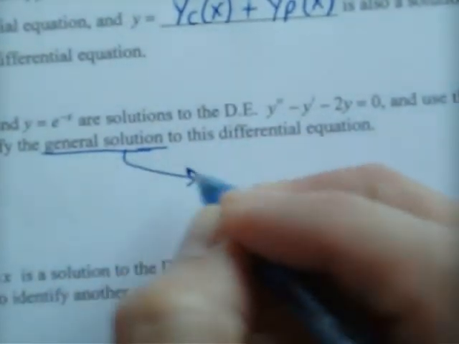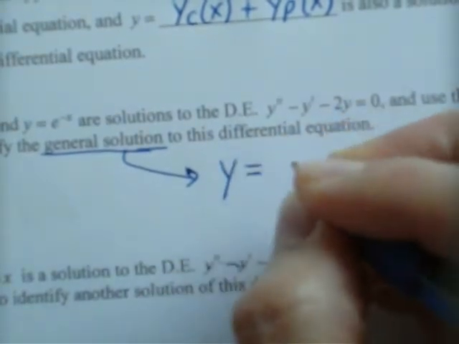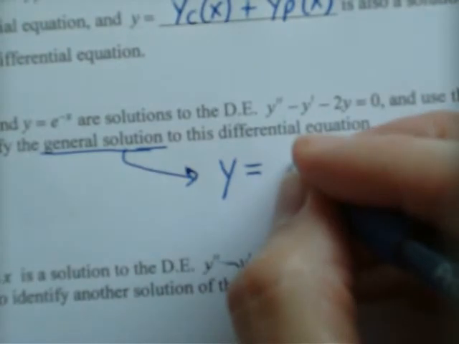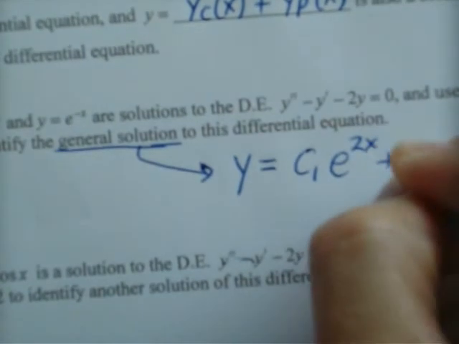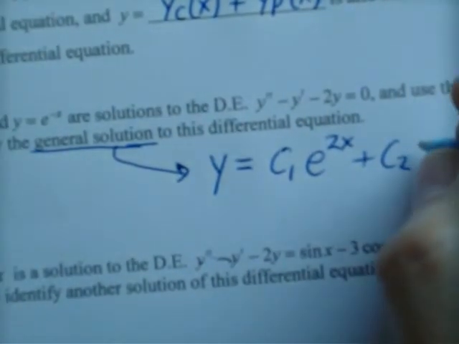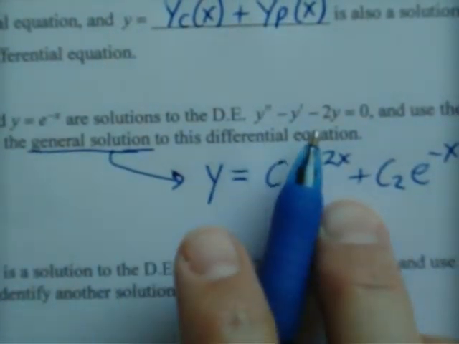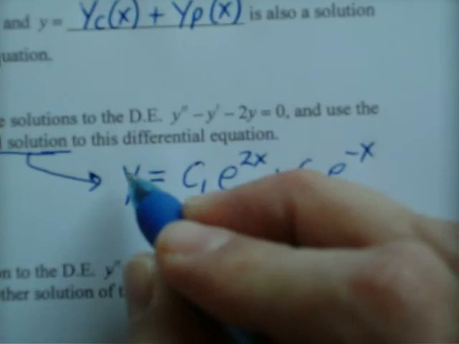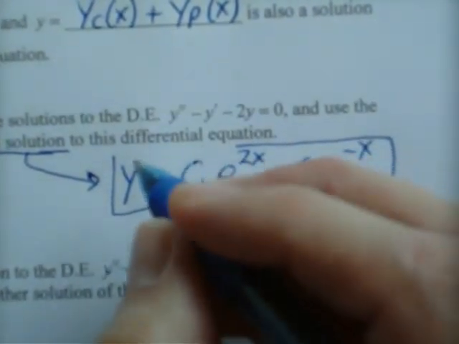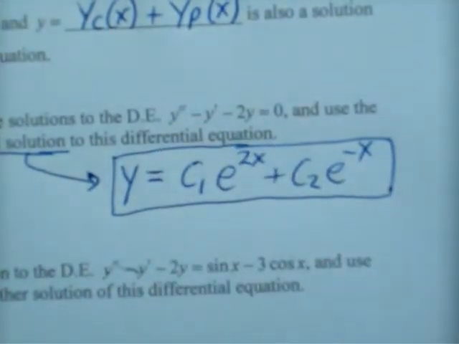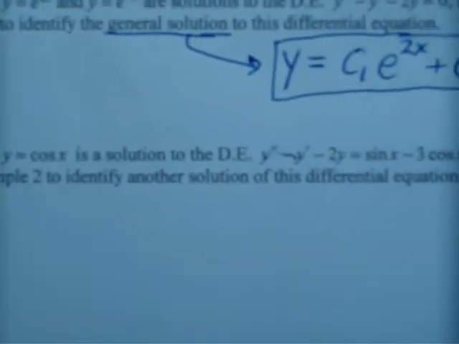I'll leave it as an exercise for you to prove that they are solutions, but the general solution is y equals a linear combination of, so I'll say c1 times e to the 2x, plus c2 times e to the negative x, a linear combination of the two independent solutions there. This is a second order linear differential equation, and we have two linearly independent solutions there. Therefore, the general solution is just a linear combination of those two. So it's a constant times one solution plus a constant times another. And then it says show that y equals cosine of x is the solution to this.